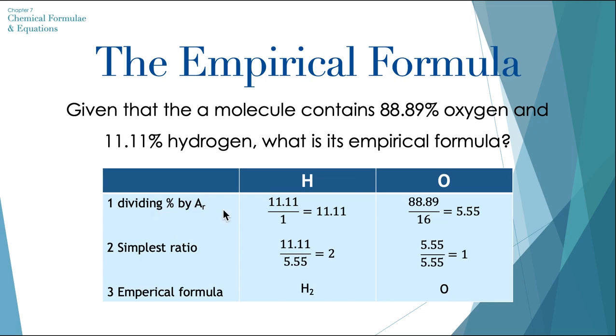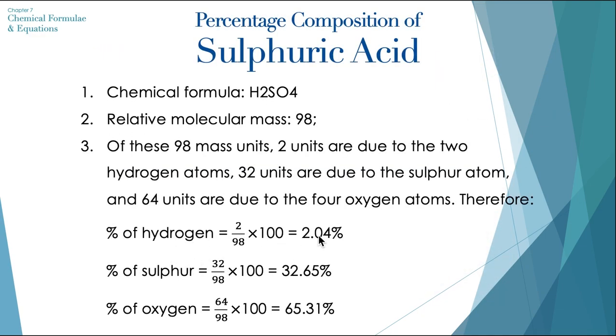You have found the percentages of these as well before, over here when we were learning about the percentage composition of sulfuric acid. Here we have the percentages of all of these. Hydrogen's percentage is 2.04, sulfur is 32.65, and oxygen is 65.31. So we divide each of their percentages by their atomic masses. For hydrogen, 2.04 would be divided by 1. Sulfur's 32.65 would be divided by 32 because that's sulfur's atomic mass. Oxygen's 65.31 would be divided by 16.